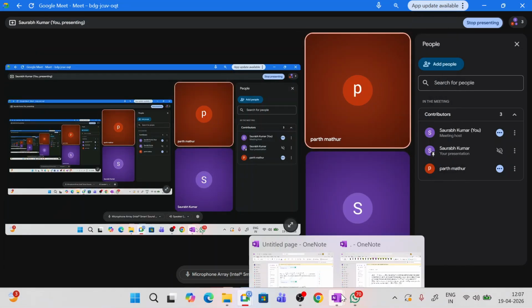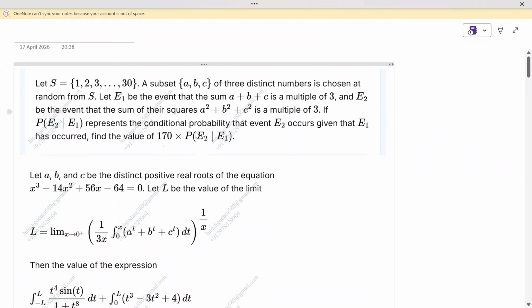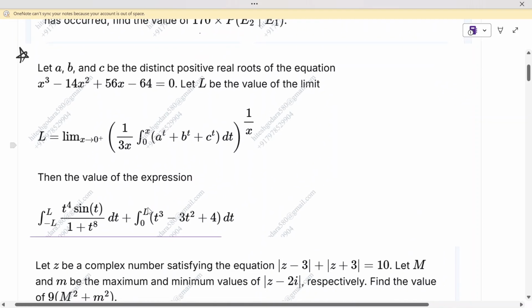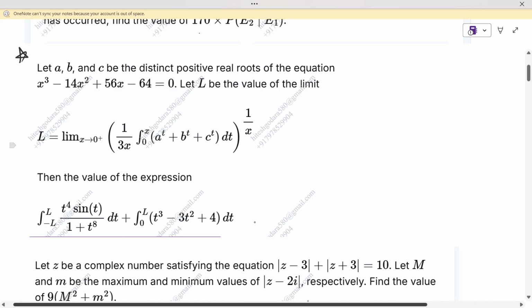Regarding this paper, first is the question of probabilities, and for the second question, you can see it says the roots are A, B, and C. Find the value of the limit. This is a limit you have to solve, and then after getting the L, you have to solve for this integration. This is the entire question.